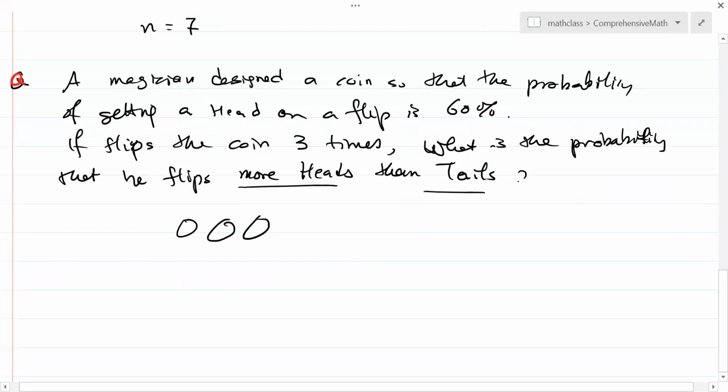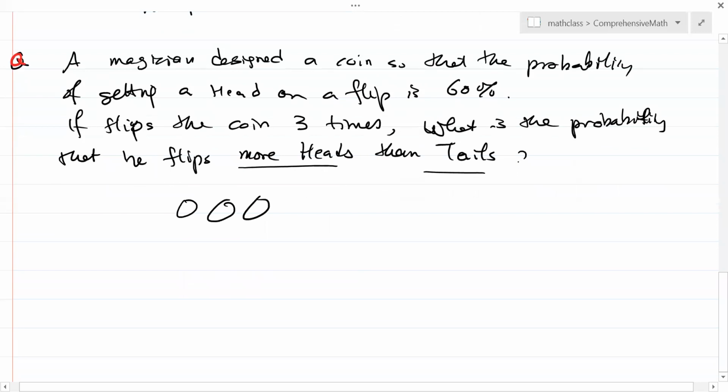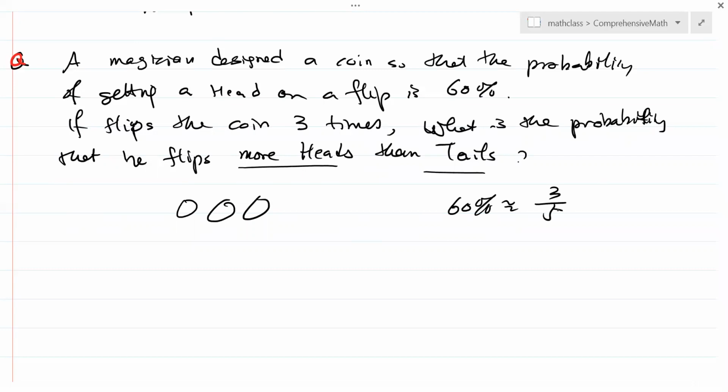So let's look at this problem. Can you solve it? Yeah, 60% is equivalent to 3/5. You can replace that by 3/5. That's the probability. I wanted you to try first. I already explained the problem to you.